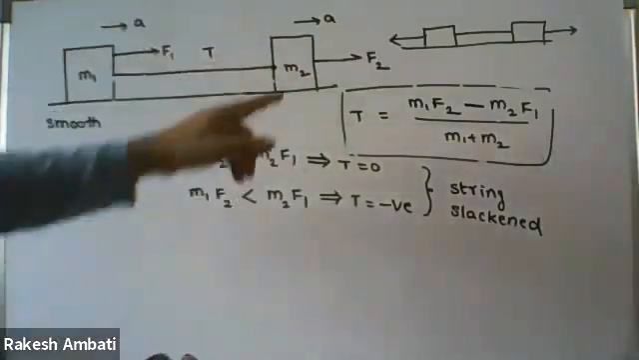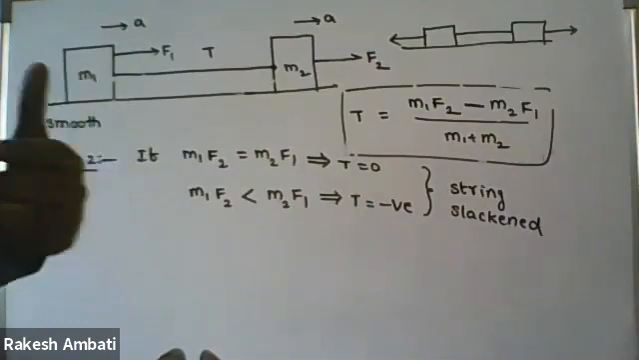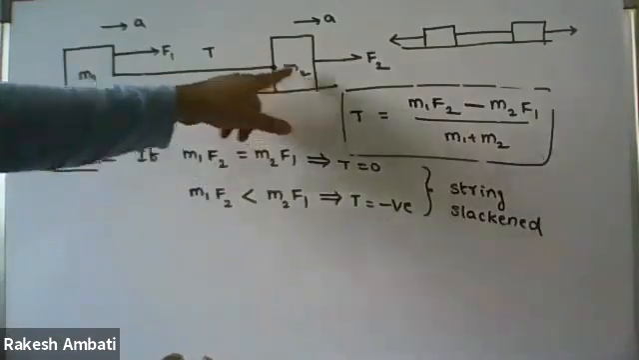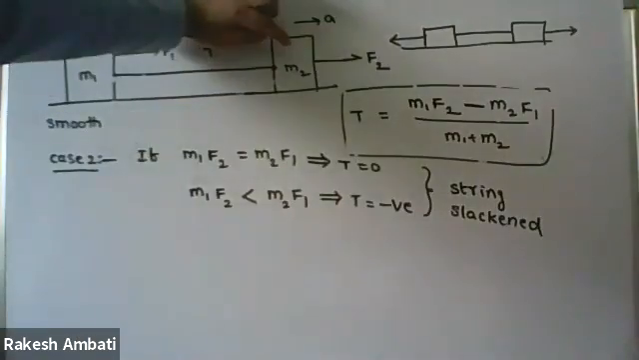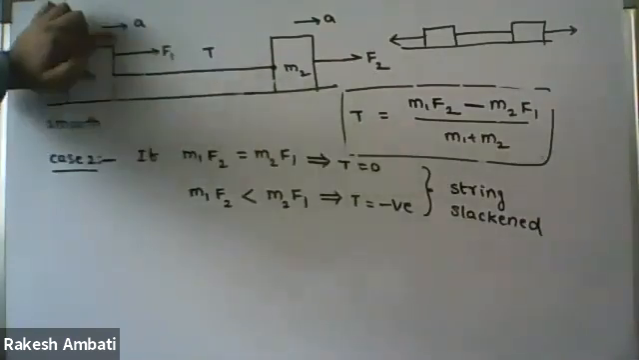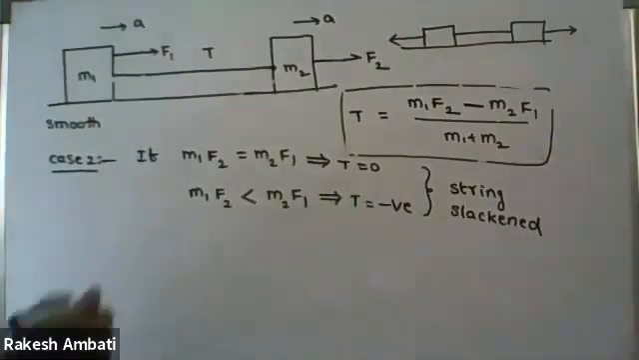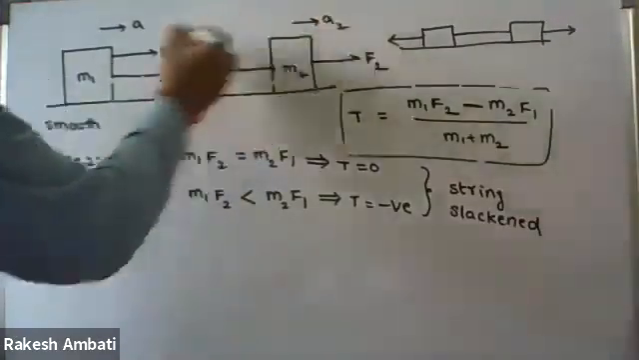If there is no connection, the two blocks do not move together. They are moving independently, with different accelerations. How to find the acceleration? Force applied F2 upon mass M2, and F1 upon M1. Write down these points. That will be A2 and this will be A1.